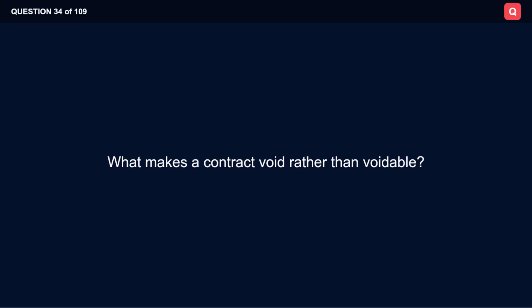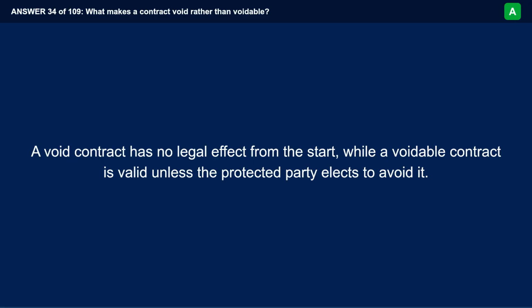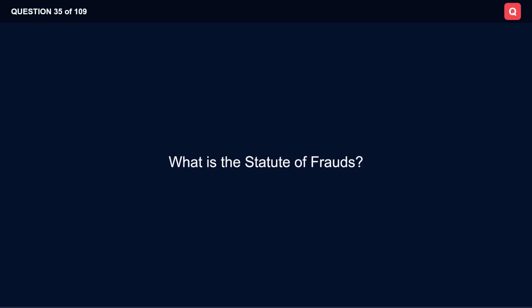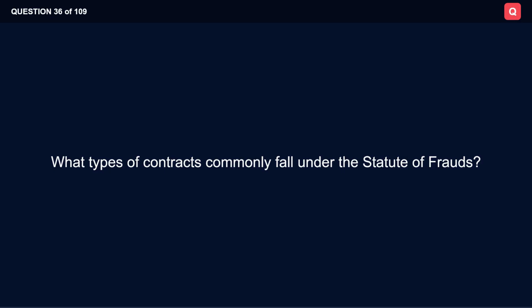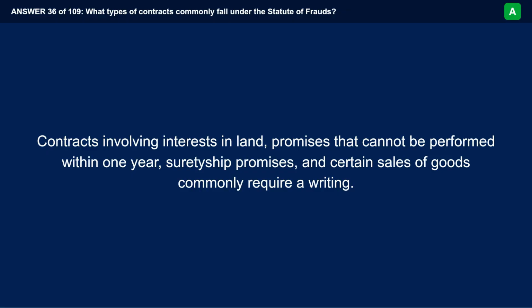What makes a contract void rather than voidable? A void contract has no legal effect from the start, while a voidable contract is valid unless the protected party elects to avoid it. What is the statute of frauds? The statute of frauds requires certain agreements to be evidenced by a signed writing to be enforceable. What types of contracts commonly fall under the statute of frauds? Contracts involving interests in land, promises that cannot be performed within 1 year, suretyship promises, and certain sales of goods.